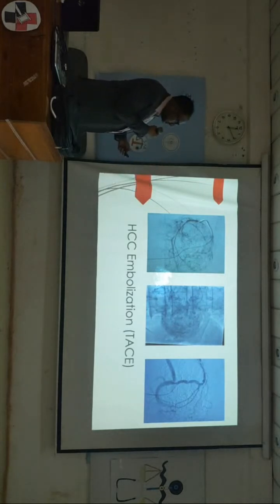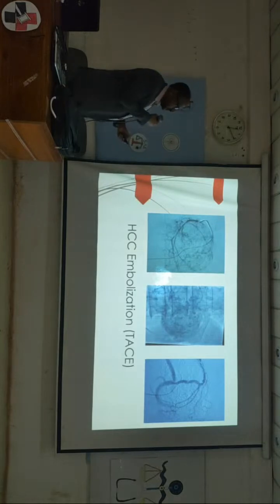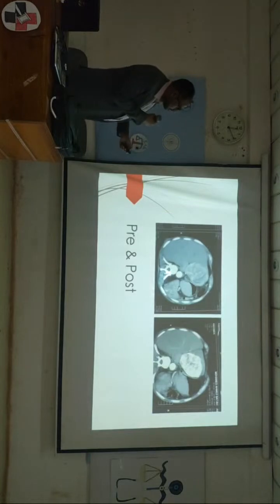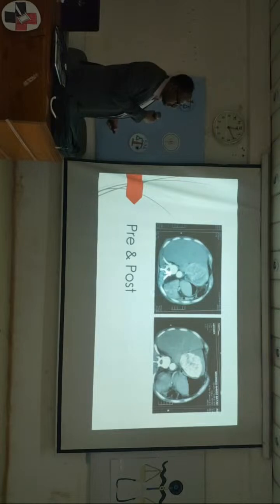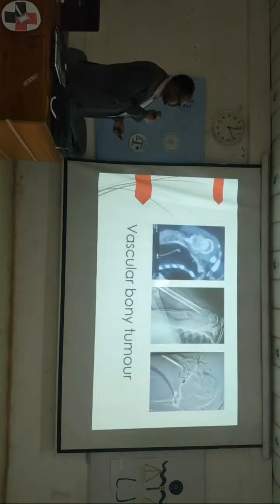So this is a very interesting type of treatment of hepatocellular carcinoma. This is the CT of the patient before. This is a very big vascular mass, HCC, in the left lobe of the liver. And this is after embolization. This is the embolizing material after embolization.